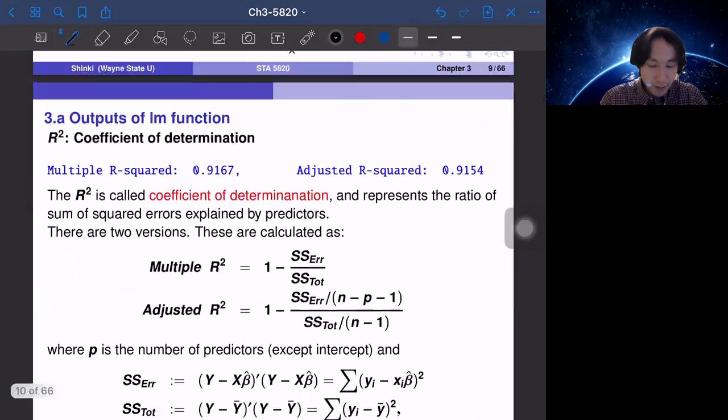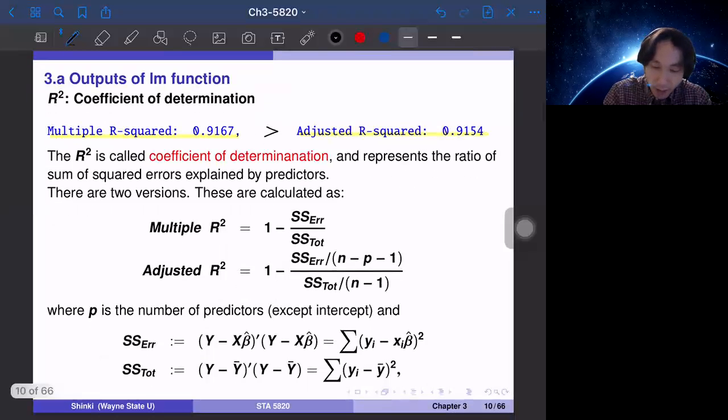Okay, so next, the adjusted R square and R square. Linear regression reports the multiple R squared and the adjusted R squared. These are similar numbers, but the adjusted R square is always smaller. R square is called the coefficient of determination. It is defined as 1 minus SS error over SS total.